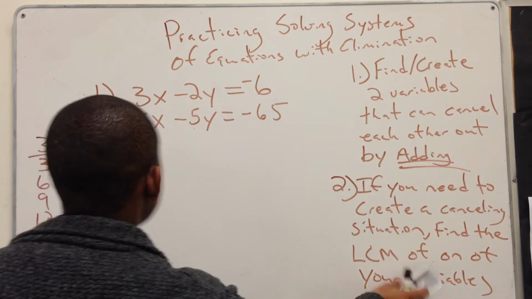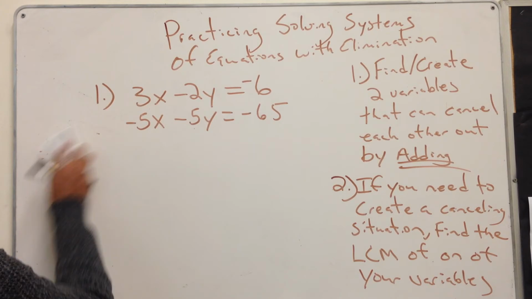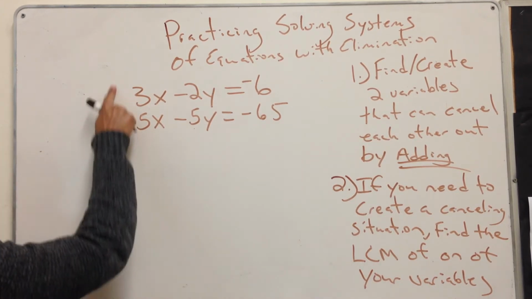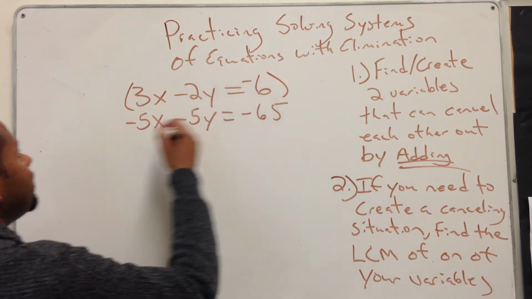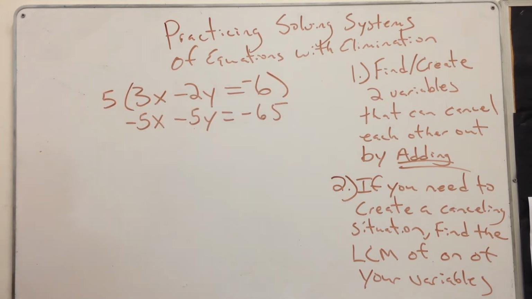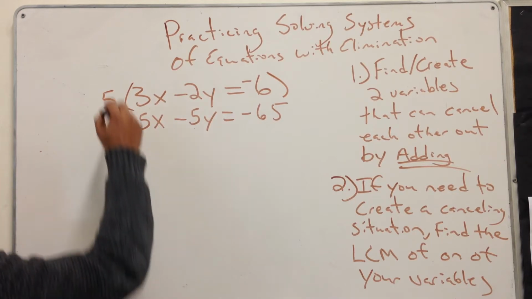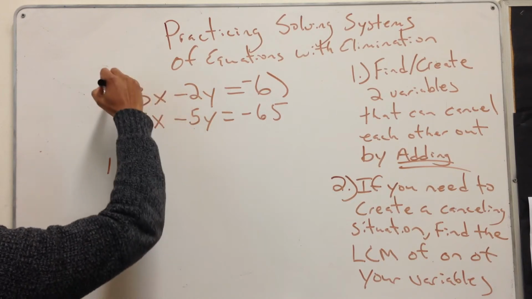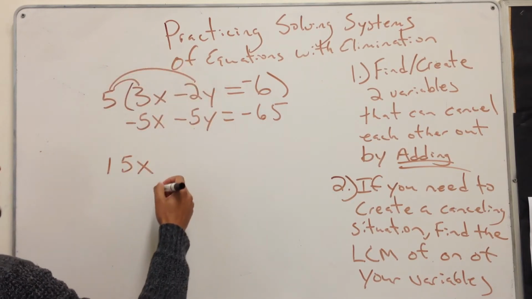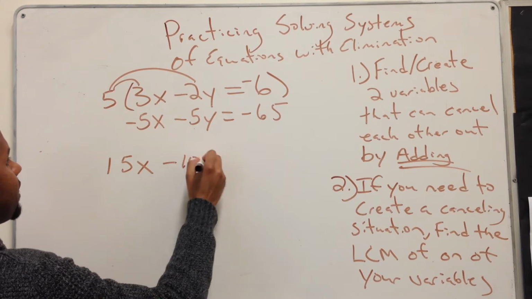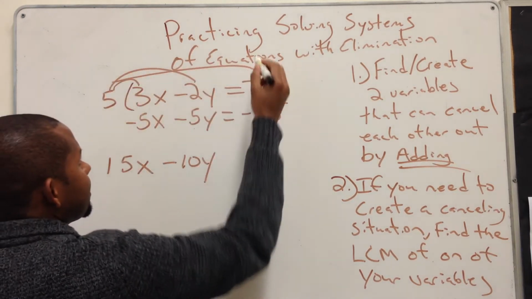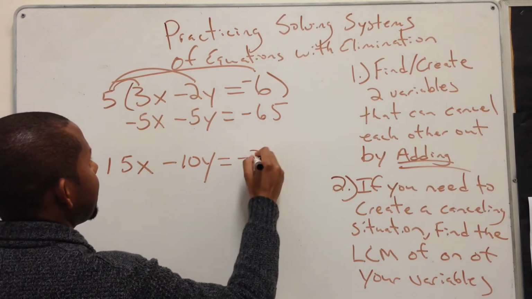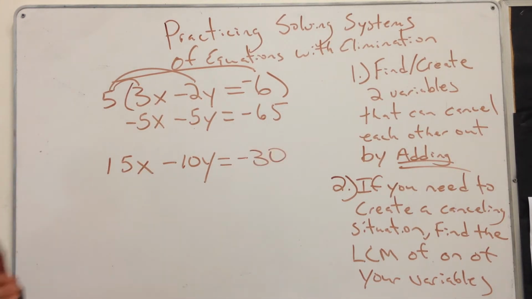So, what I'm going to do is change this 3 into a 15 by multiplying it by 5. Right? So I'm going to take 5 times 3x, and that becomes 15x. I'm going to take 5 times negative 2y, and that becomes negative 10y. And then I'm going to take 5 times negative 6, and that becomes negative 30. Please make sure that that makes sense to you.